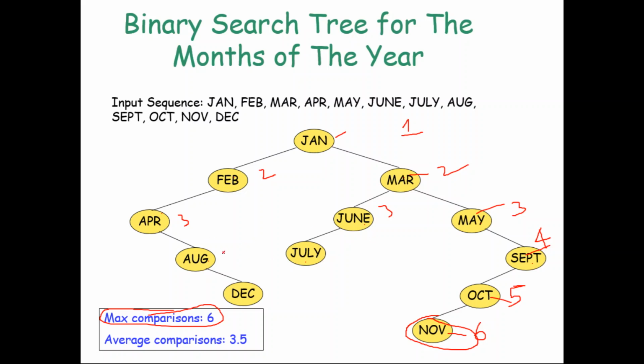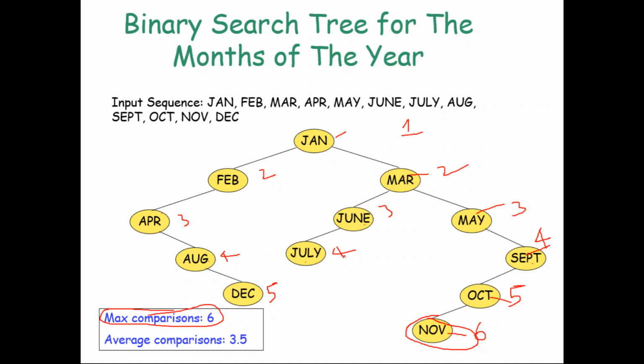Okay, for August 4, for July 4, September 4, that is 12. For December 5 and October 5. And for November 6. So if you add all these things, what will you get? 1 plus 2 is 3, 3 plus 3 is 6, 6 plus 4 is 10, 10 plus 5 is 15.